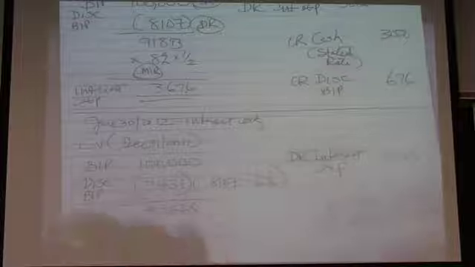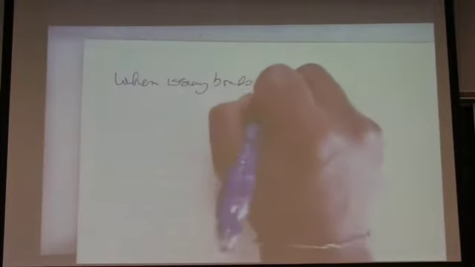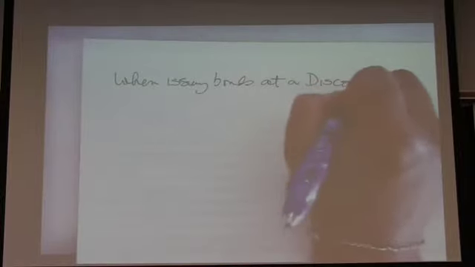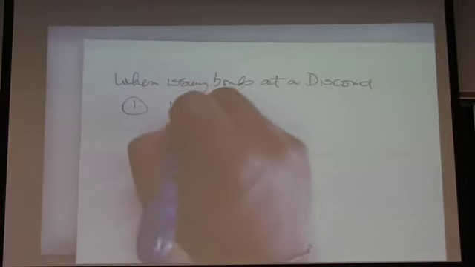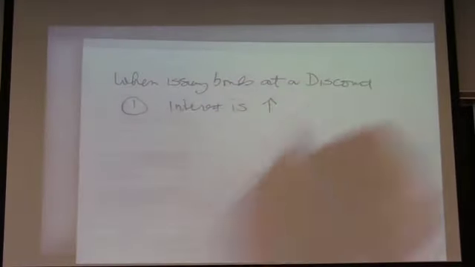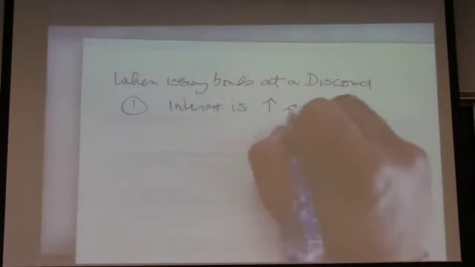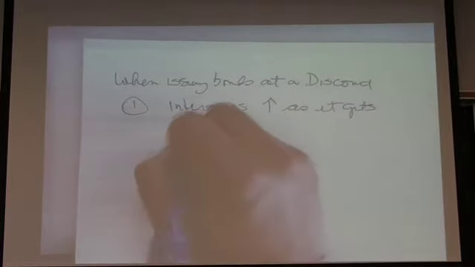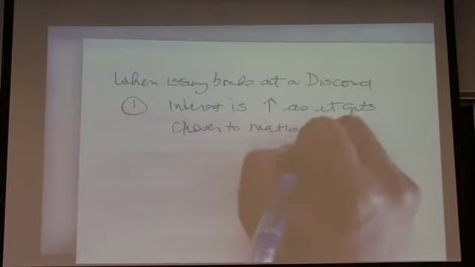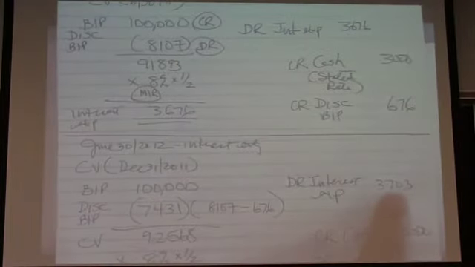So, just two more things I want to show you. When issuing bonds at a discount, what happens? Interest is increasing, is going up as it gets closer to maturity. You can see that the interest expense, the first one is 3,676, the second one is 3,703.